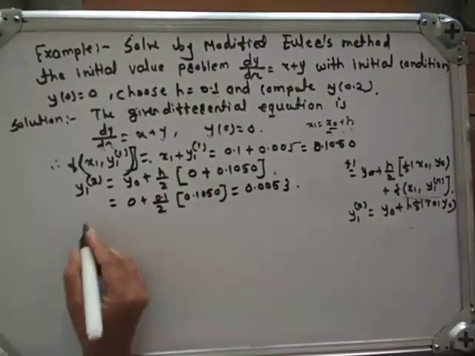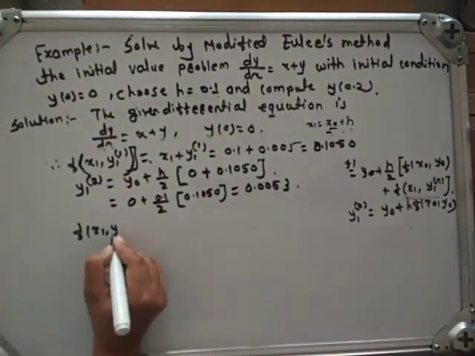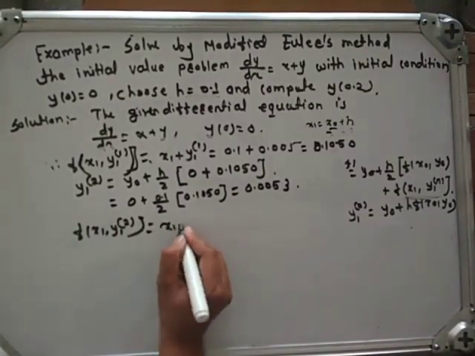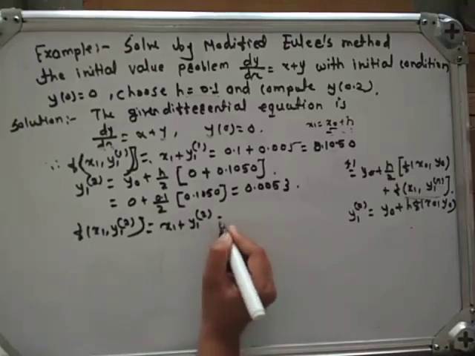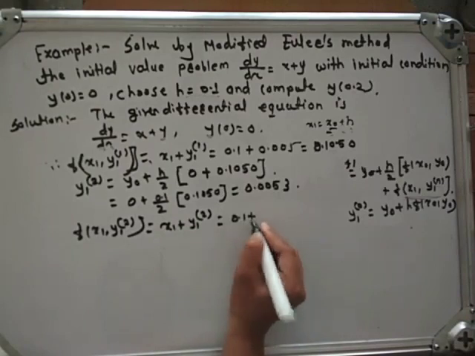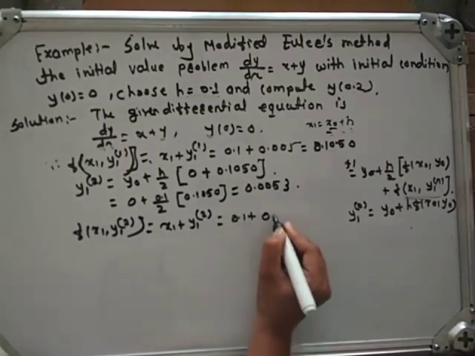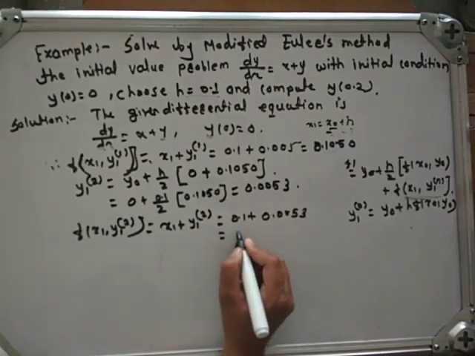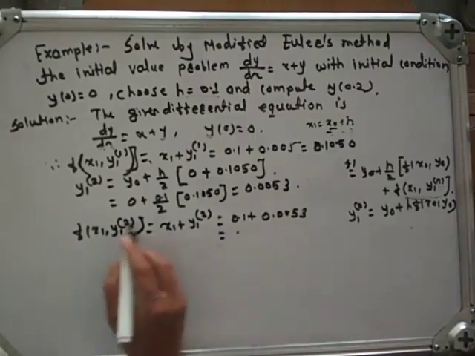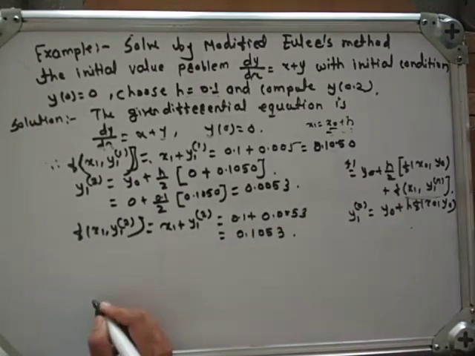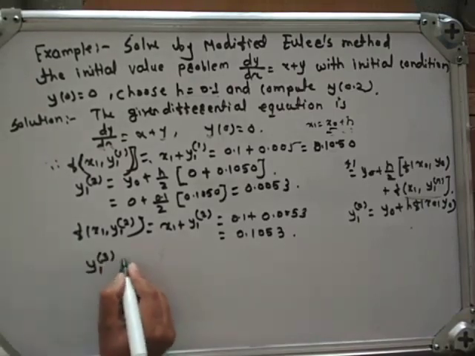Now calculate f of x1, y1 2. It is x1 plus y1 2, which is equal to x1 is 0.1 plus y1 2 is 0.0053. So f of x1, y1 2 is 0.1053.